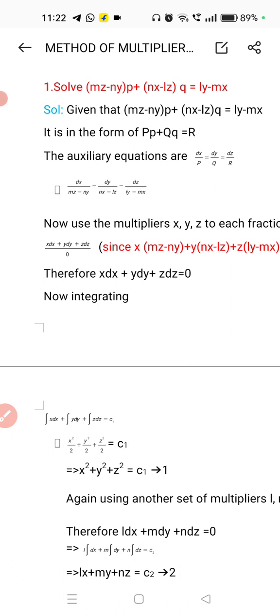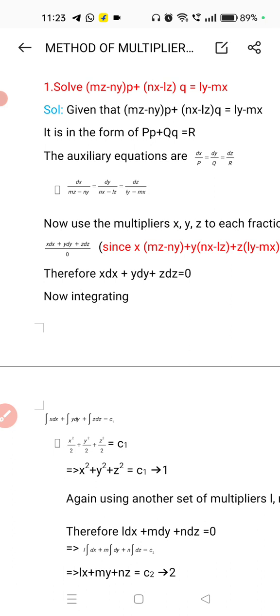Afterwards, what is the basic step we have to use? The very basic step is to form the auxiliary equations. So what is the formula for auxiliary equations? It goes in this way: dx/P = dy/Q = dz/R. So what are the quantities in place of P? It is mz - ny, in place of Q, nx - lz, in place of R, ly - mx.